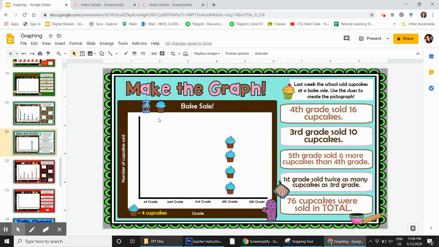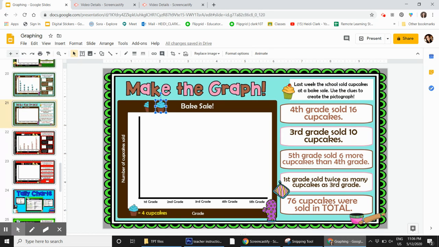So if a grade sold 2, or you need 18 cupcakes, for example, this would be 16, and 2 more could get you to 18 for those other numbers that you need to achieve. There is a grade here where I did not tell you how many they sold. So you need to take the total that were sold and subtract the information you have to figure out how much that mystery class sold.